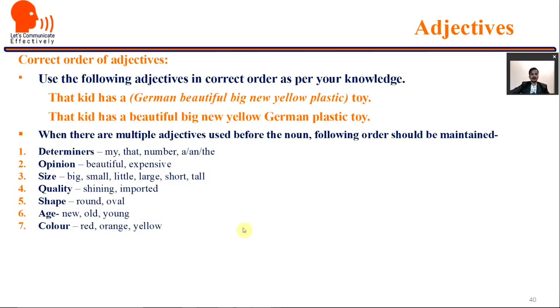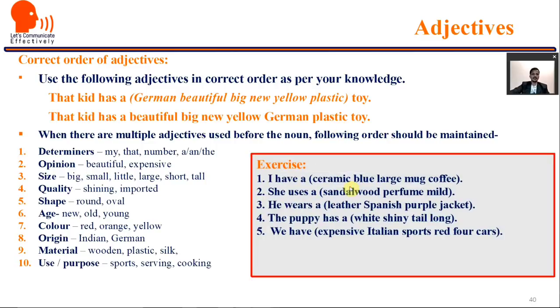Seventh should come color, the adjective which describes color. So it is yellow here. Then eighth is the origin of that particular noun. So it is German here. Ninth, material used: wooden, plastic, silk. So plastic here. And the tenth should come use or purpose: sports, serving, cooking. Let us do an exercise now.